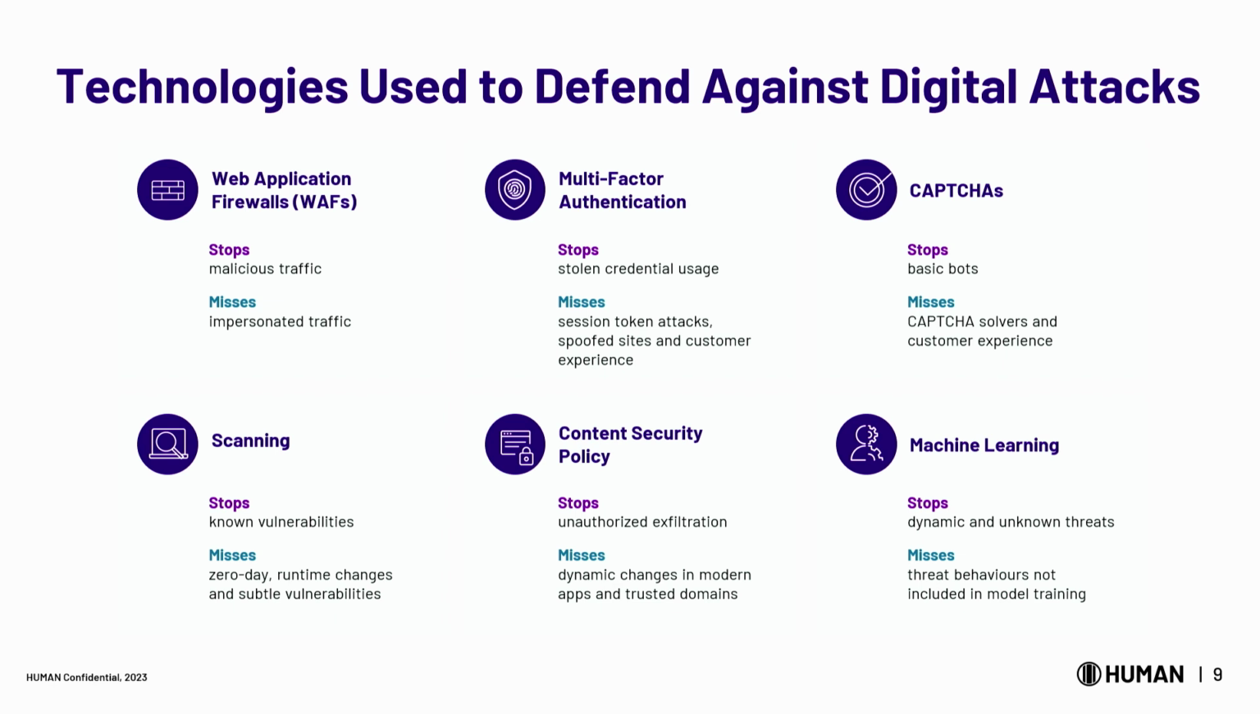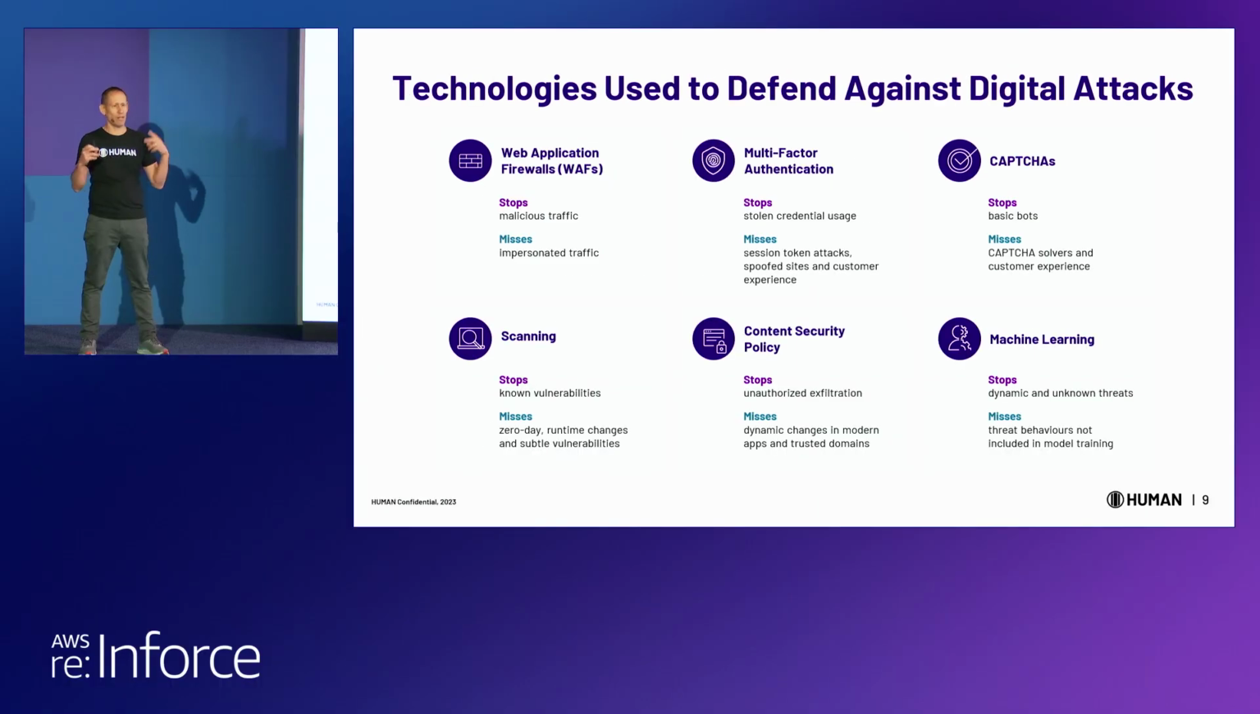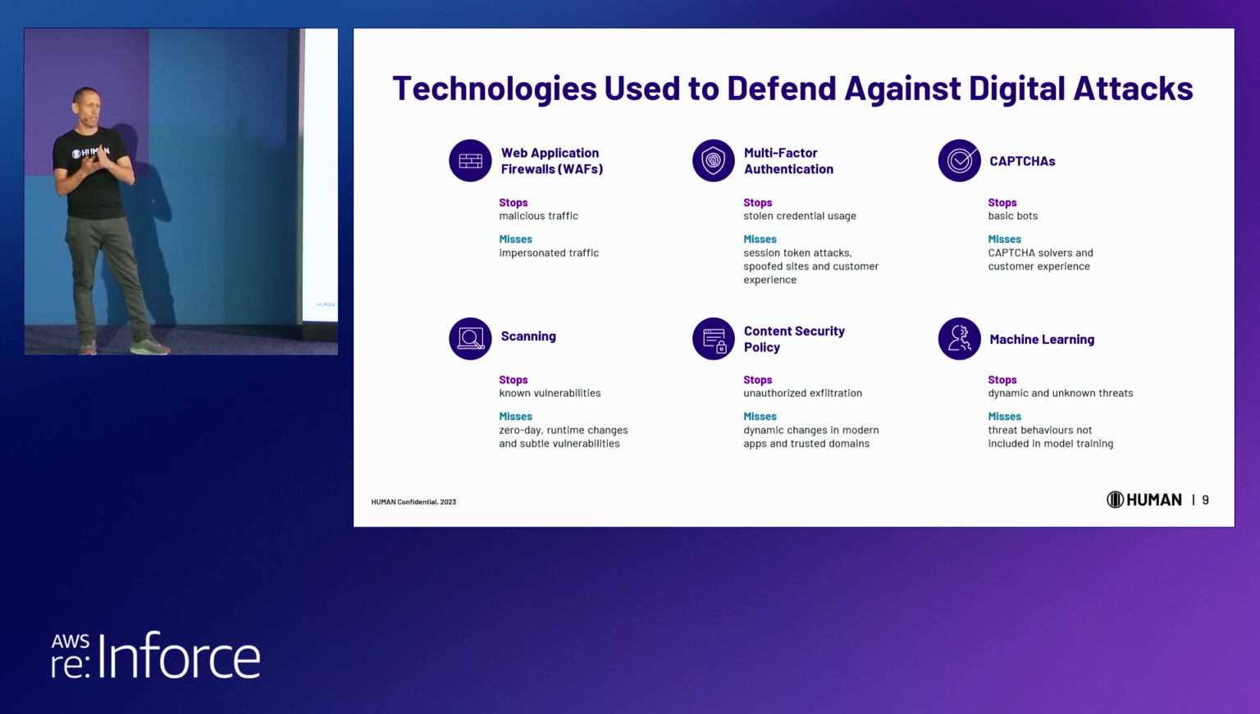Other good examples are things like content security policy. It'll stop some unauthorized exfiltration to certain websites that you didn't allow list, but it'll miss any kind of dynamic changes, because these modern apps change all the time. You're dependent on these third parties. They change where they're pulling data from all the time, and your CSP could break the site if you don't constantly keep it updated and stay on top of updates by third parties that you do not control.